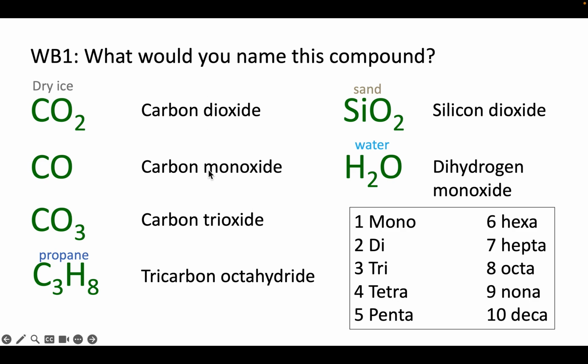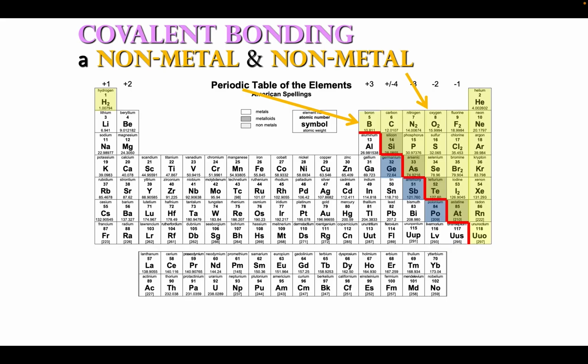There's always a prefix on that second word. Even if there's only one, you use mono. There's only a prefix on the first word if there's more than one. So you just don't use mono. You don't say monocarbon dioxide or monocarbon monoxide. If there's only one of the first thing, carbon, you don't use the word mono. But if there's only one of the second thing, like right here, you always put a prefix on the second word. Okay, so this is covalent bonding.